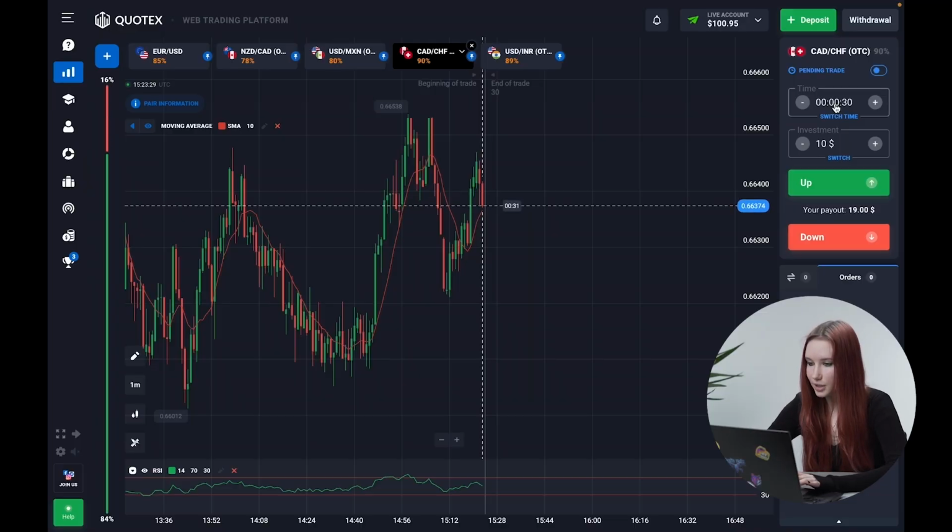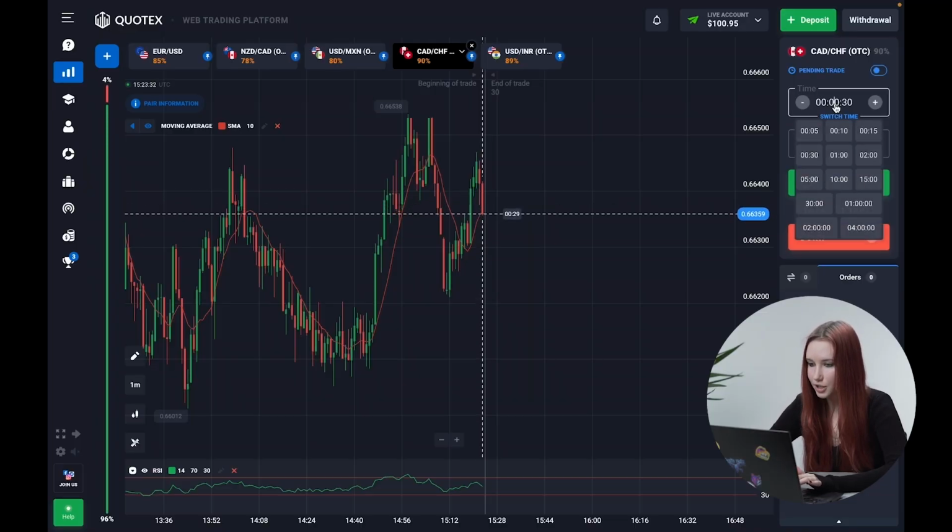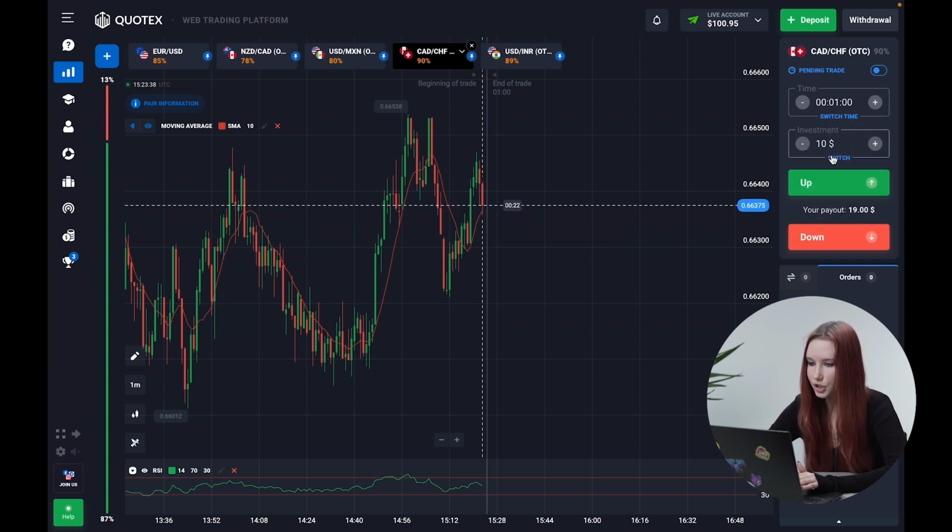I dropped just $100 on my live Quotex account and I'd like to do a live stream with you to show you how moving average works. Firstly, I want to change my time expiration from the previous strategy. I was trading on 30-second time expiration and right now I want to change it to 1 minute. And that's for the time expiration and time frame.